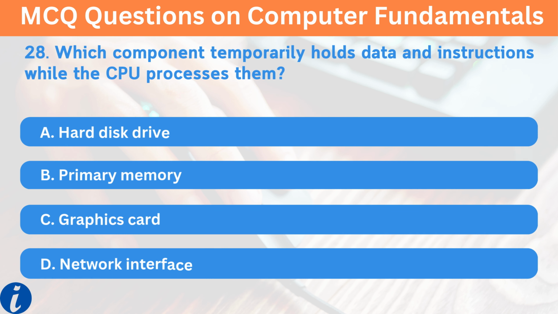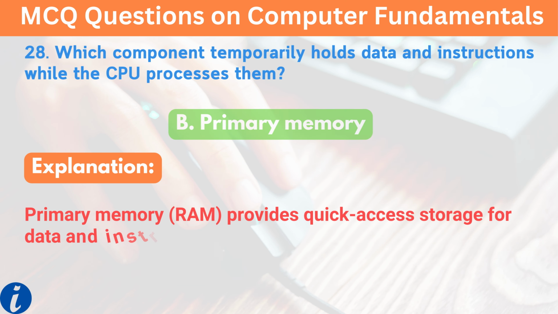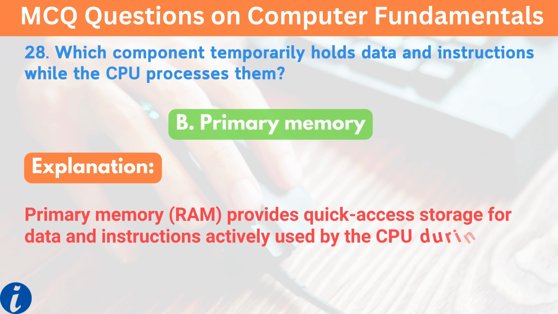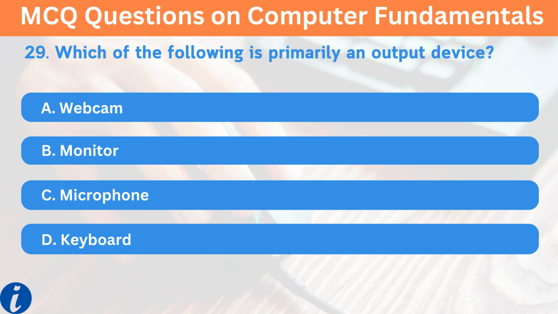28. Which component temporarily holds data and instructions while the CPU processes them? A. Hard disk drive. B. Primary memory. C. Graphics card. D. Network interface. The correct answer is B. Primary memory. Explanation: primary memory, RAM, provides quick access storage for data and instructions actively used by the CPU during processing.